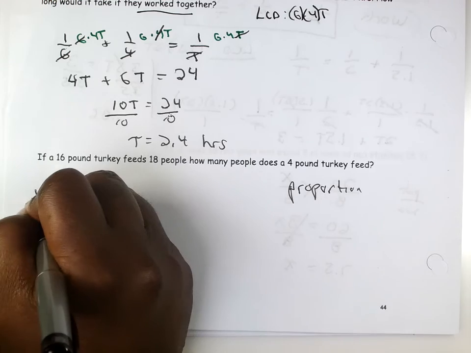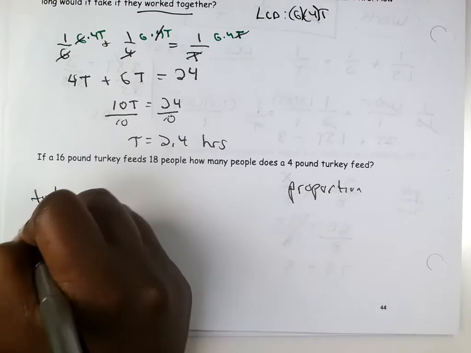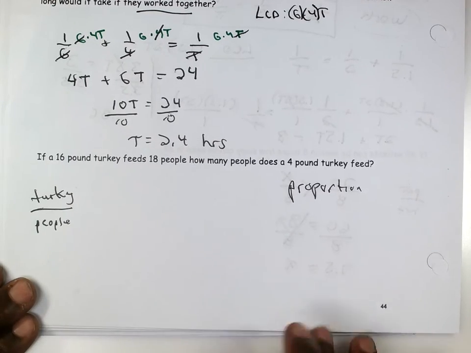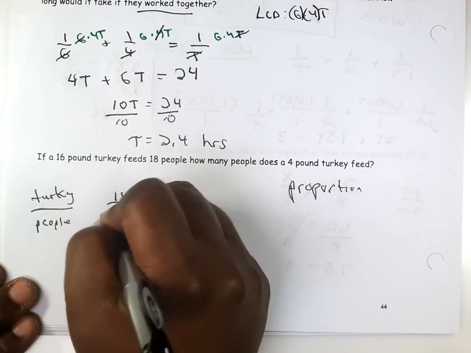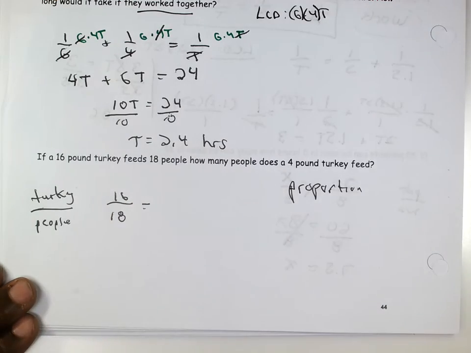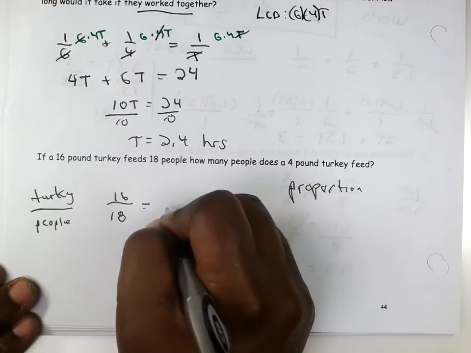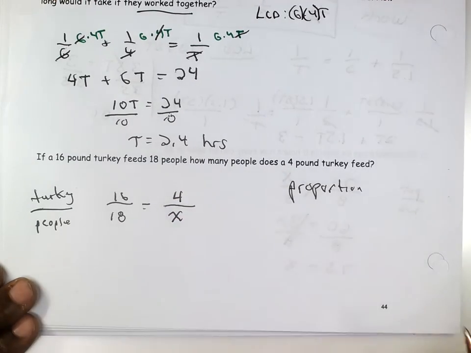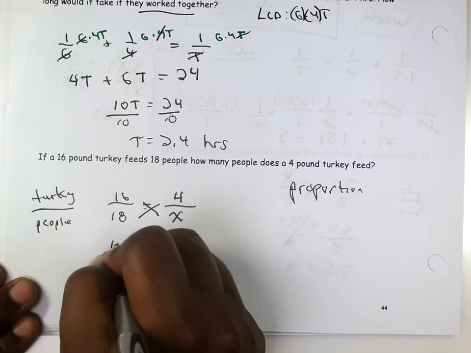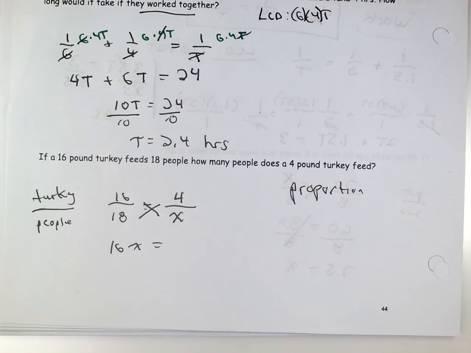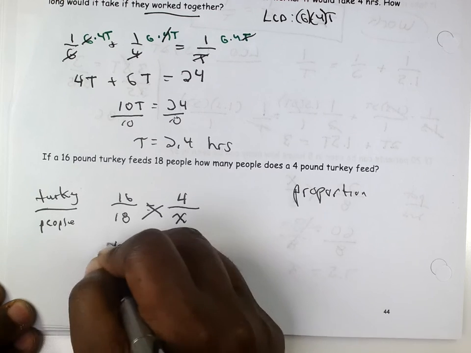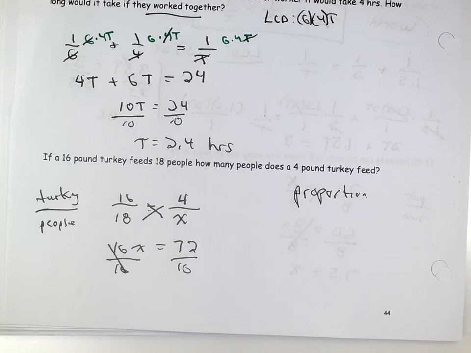We have the turkey, and then we're talking about how many people it feeds. So again, I like to put my label over there. So a 16-pound turkey feeds 18 people. How many people does a 4-pound turkey feed? So I put turkey on top, so the 4 has to go on the top and an X on the bottom. And I can cross multiply. 16x equals 18 times 4. So we get 72. And then to finish it out, just divide both sides by 16.